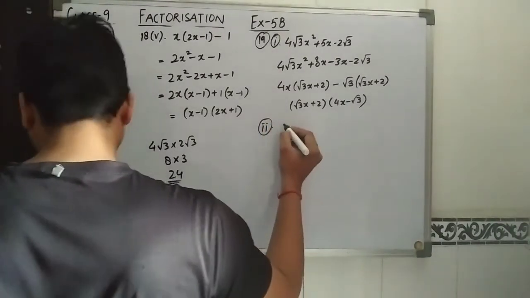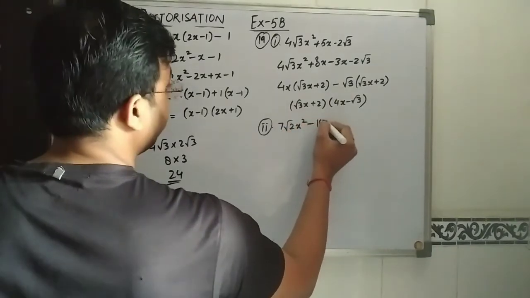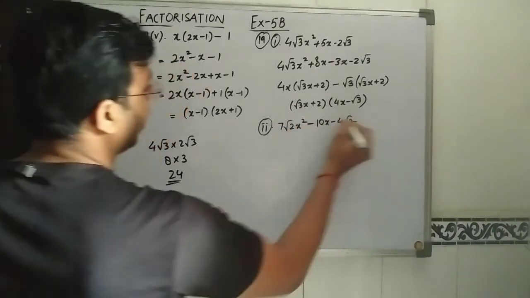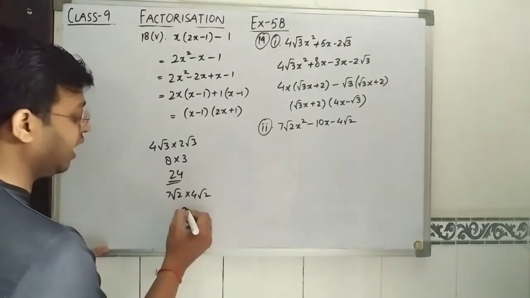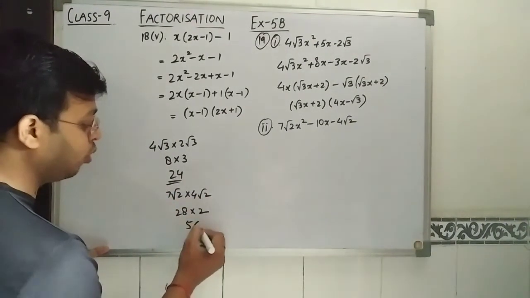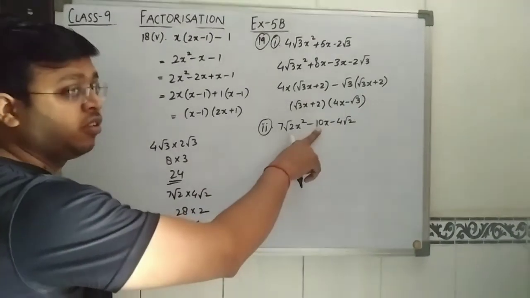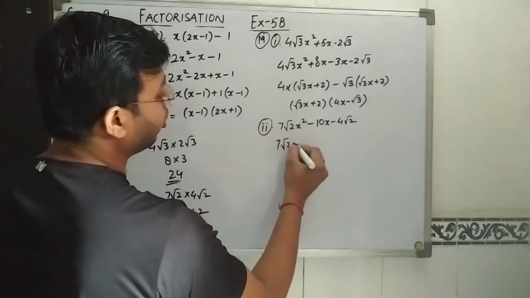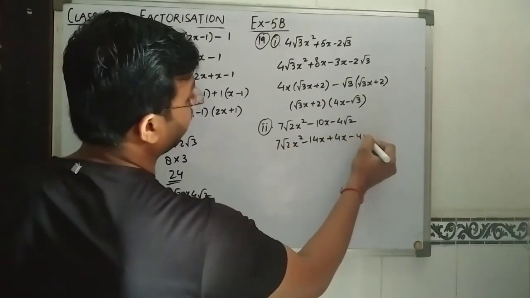Second part of the question number 19 is saying 7 root 2x square minus 10x minus 4 root 2. Again, we have to multiply 7 root 2 and 4 root 2. 7 times 4 is 28, root 2 times root 2 will become 2, 56. 56 must be the product and their subtraction is 10. So 14 and 4: minus 14x plus 4x minus 4 root 2.